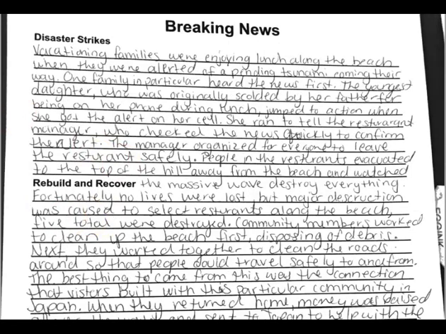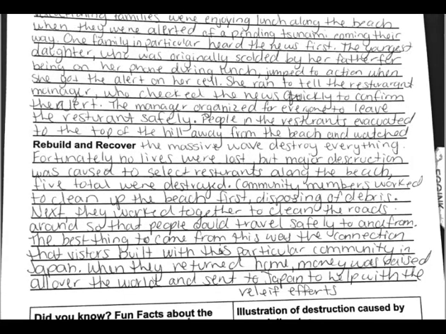Disaster strikes. Vacationing families were enjoying lunch along the beach when they were alerted of a pending tsunami coming their way. One family in particular heard the news first. The youngest daughter, who was originally scolded by her father for being on her phone during lunch, jumped to action when she got the alert on her cell. She ran to tell the restaurant manager, who checked on the news quickly to confirm the alert. The manager organized for everyone to leave the restaurant safely. People in the restaurants evacuated to the top of a hill away from the beach and watched the massive wave destroy everything. Rebuild and recovery.